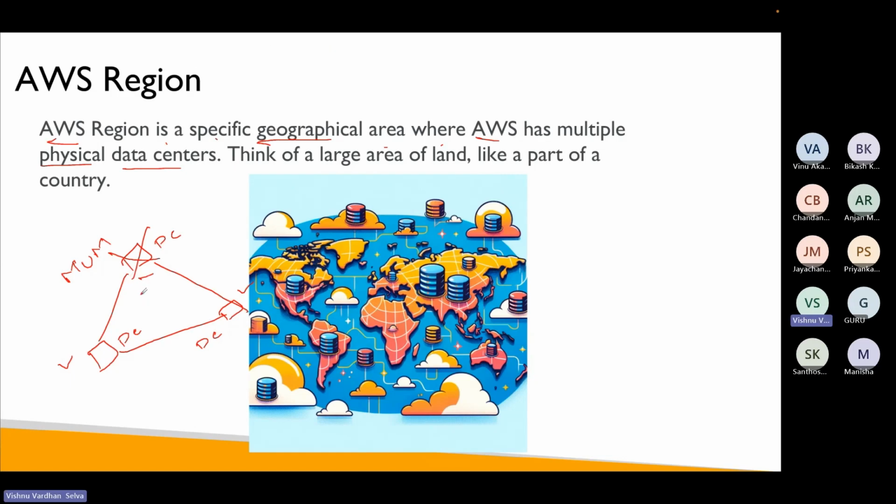These data centers are technically termed as availability zones, AZ in short. So Mumbai is the region name. In one region, AWS will have a minimum of 3 availability zones, and it can go up to a maximum of 6 or 7. Availability zones are the actual physical data centers. Region defines the area name.